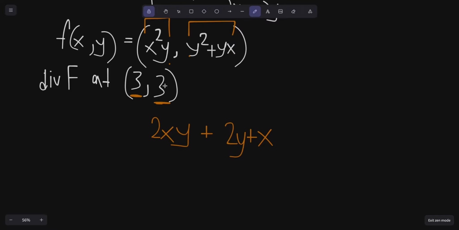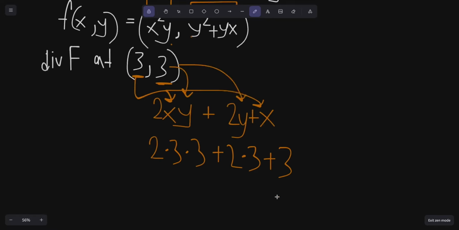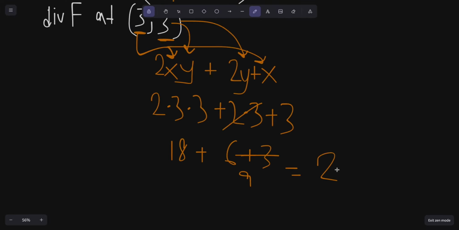If we want to find the divergence at 3, 3, we just plug in 3 for x and 3 for y, right? And so we get 2 times 3 times 3 plus 2 times 3 plus 3. And so this is going to be 18 plus 6 plus 3, that's 9, and overall the divergence there is 20.